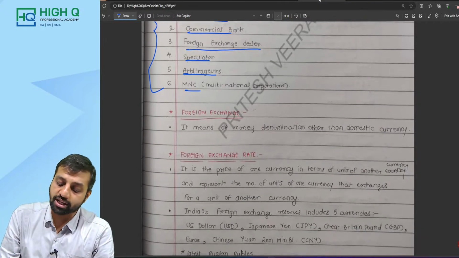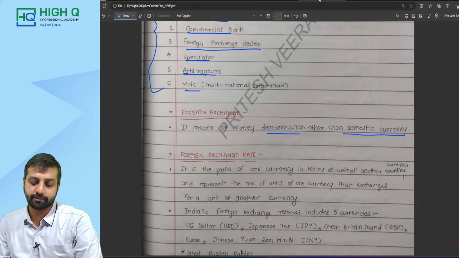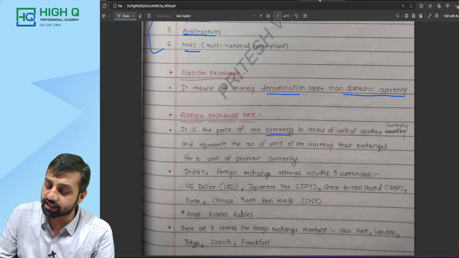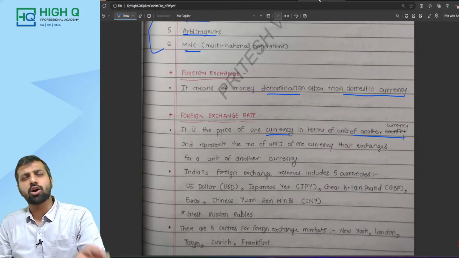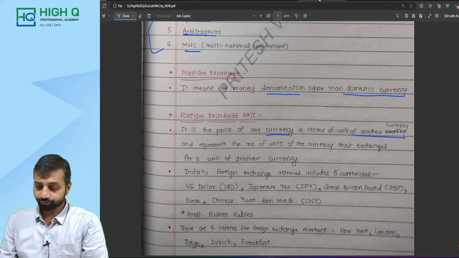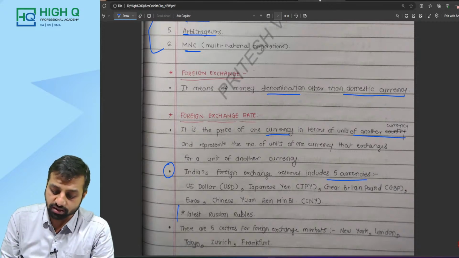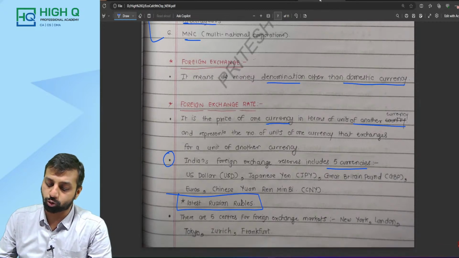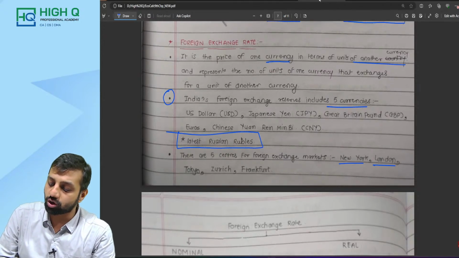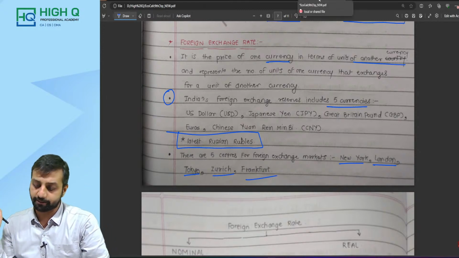Then there is foreign exchange. It means money denominated in a currency other than the domestic currency. Foreign exchange rate is the price of one currency in terms of another currency. $1 equal to how many rupees is the foreign exchange rate. India's foreign exchange market has 5 currencies. Lately we have added a 6th currency in the form of rubles. There are 5 major centers, that is New York, London, Tokyo, Zurich and Frankfurt for the foreign exchange market.